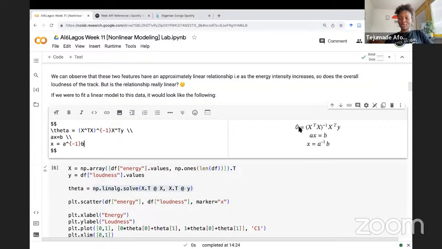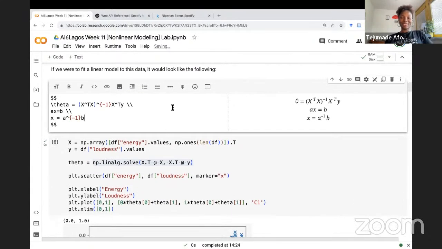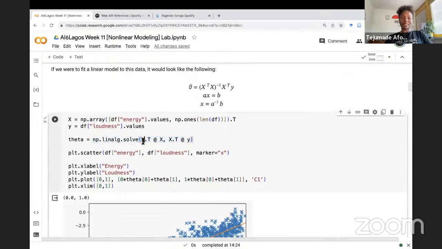So A becomes X transpose X, right? B becomes X transpose y, and x is the theta we are looking for. Great, thank you. And then once you see this relationship, you can just put it inside the linear algebra solver and it will solve it for you.